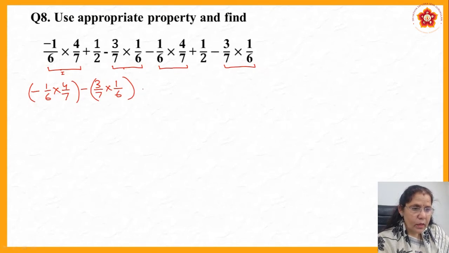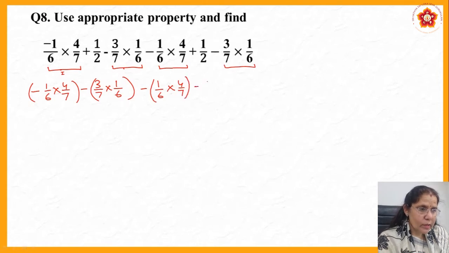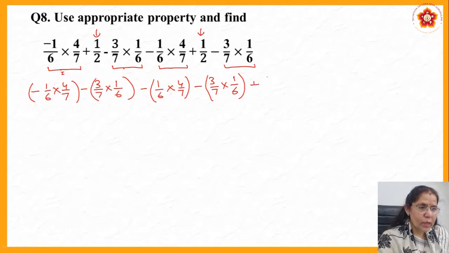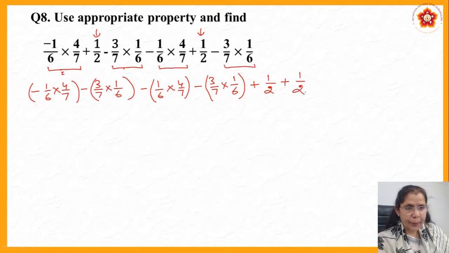Then minus 1 upon 6 multiplied by 4 upon 7 is there. Even if I don't put the bracket, that is also alright. Then there is minus 3 upon 7 and 1 upon 6. Now what is left? This is left 1 upon 2, and this is also left. And what is the sign before them? It is plus 1 by 2 and plus 1 by 2. I hope this step is clear.